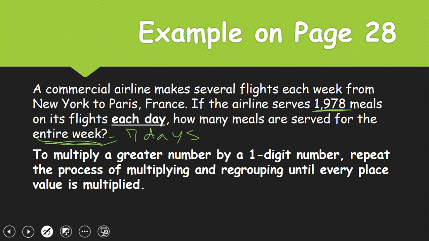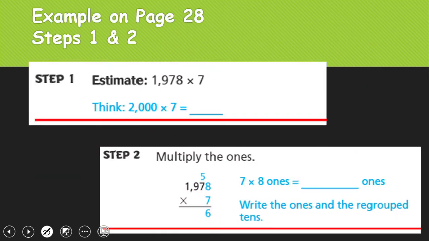You go all the way to the greatest place value until all place values have been multiplied. All right, so we need to start off with estimation. Again, estimation is super important because it's going to help you know if your answer or your final product is accurate. So we have 1,978 rounded to the nearest thousand to 2,000.